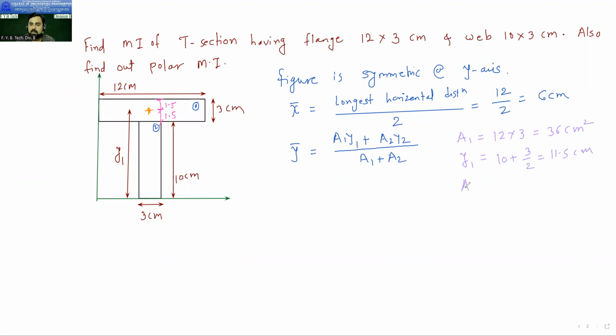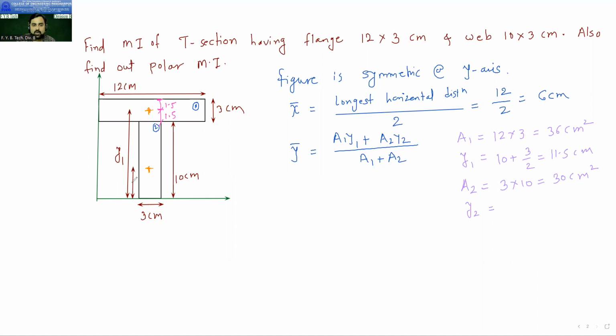After this, calculate A2. A2 is the second area. Now think about the second figure. This is 3 centimeter. This is 10 centimeter. So it will be 3 into 10, which is equal to 30 centimeter square. Now calculate y2. So y2 is the distance of the centroid of the second figure. The centroid of the second figure may be situated somewhere here. And y2 is the distance of this centroid from the x-axis. So this distance is nothing but your y2.